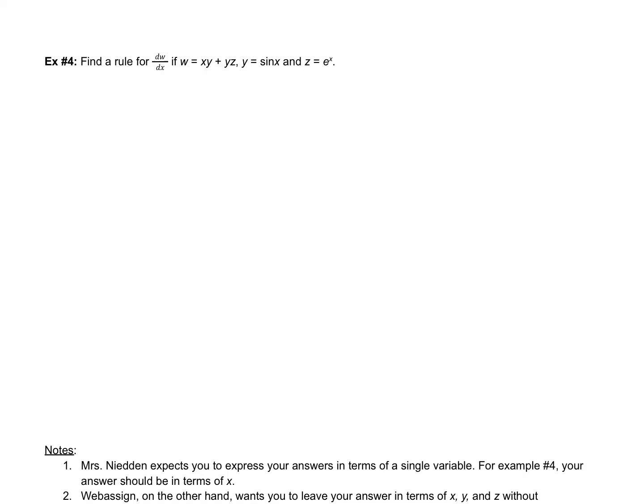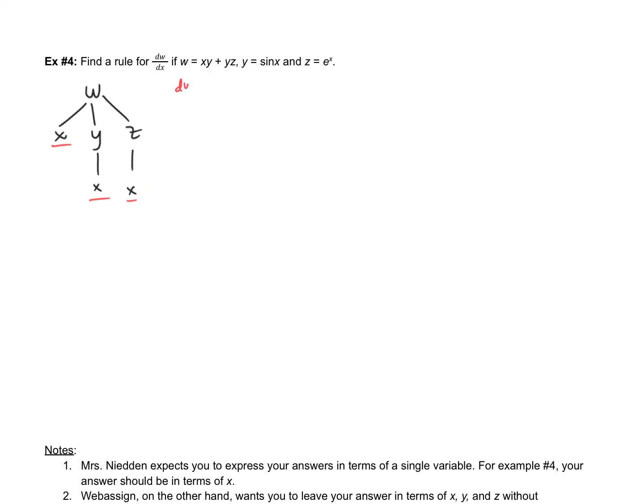So I'm going to start with my tree diagram. W is defined in terms of x, y, and z. Y is defined in terms of x, and z is defined in terms of x. So this one is a little bit different. If I want dw dx, I have to end up at x. So I have 3 different paths I could take.